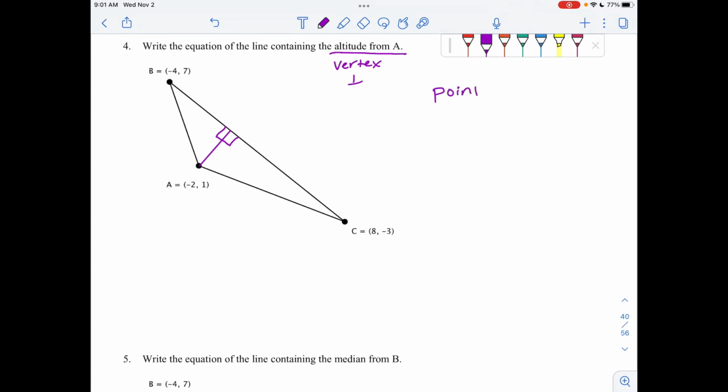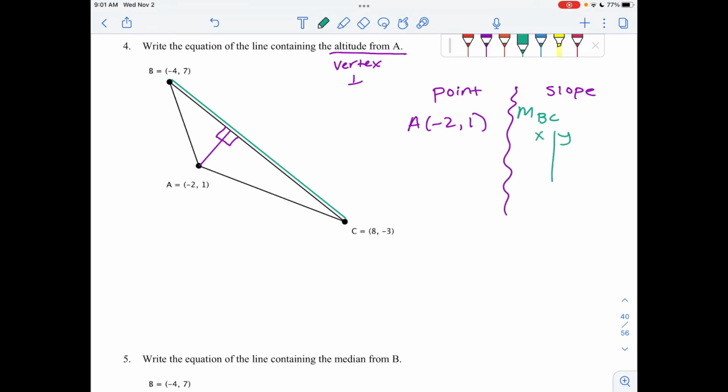So I need to find a point that I know is on this line, and I need to find the slope of this line. The only point I actually know, because I don't know where this other point is, is that it goes through the vertex A. So the point I know is -2, 1. And then the slope, I know that the slope of BC I could find, right? That would be this slope right here. And then my slope of the altitude is going to be perpendicular to that. So I'm going to go ahead and find that slope of BC first.